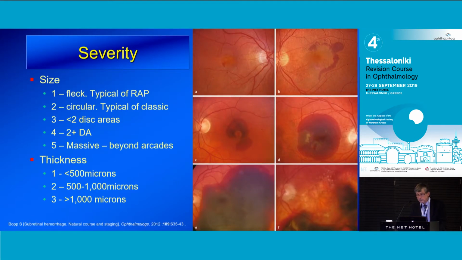Sylvia Bopp produced a nice classification of the different types of hemorrhage based primarily on the size of the hemorrhage. You may get a tiny little hemorrhage, which Adnan showed earlier today, very common in RAP. You may get a sort of circular hemorrhage around the classical type of CNV. You may get a small hemorrhage, less than 2 disc areas, or a big hemorrhage, which is 2 disc areas or more, or really massive hemorrhage that goes out to the arcade. And it's these last 2, 4 and 5, that are the ones most likely to benefit from surgery.